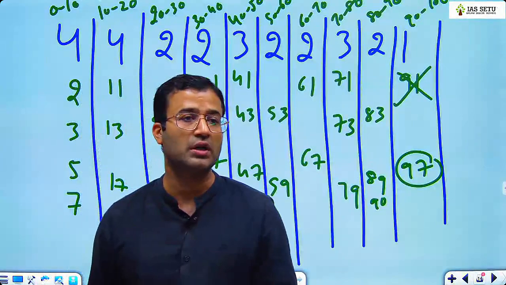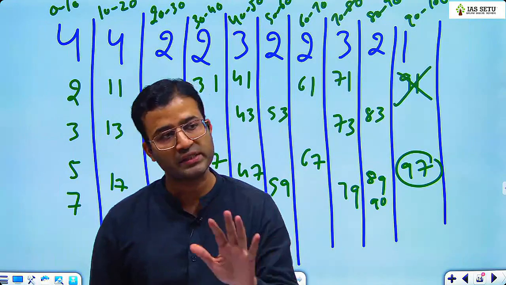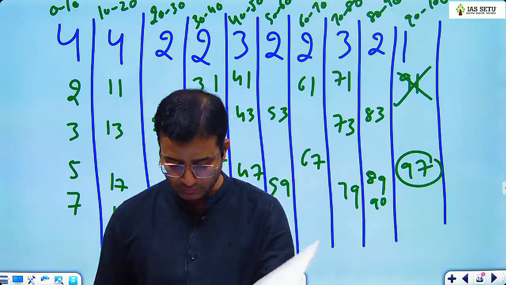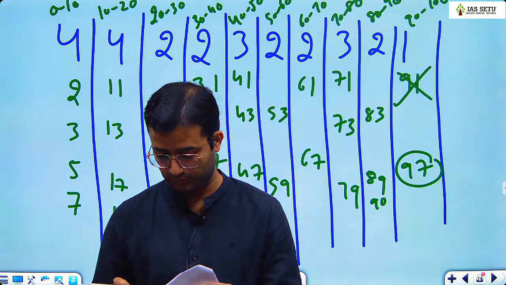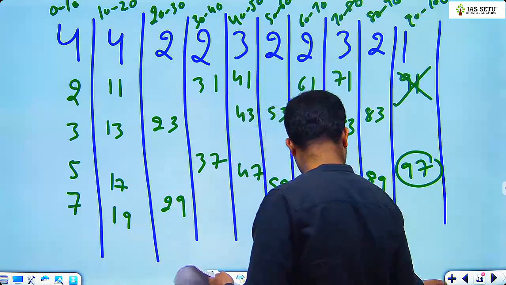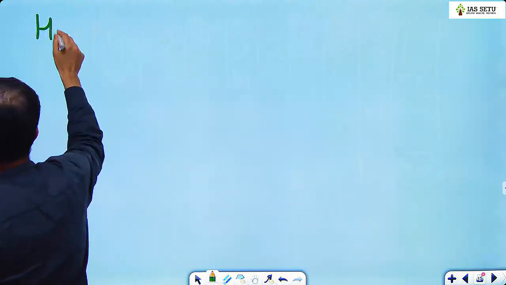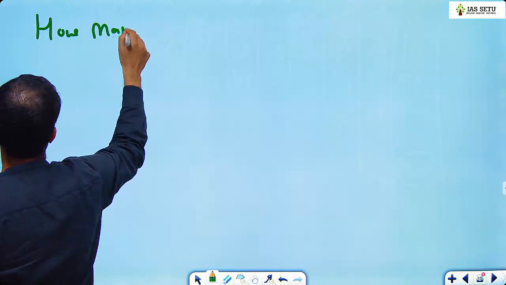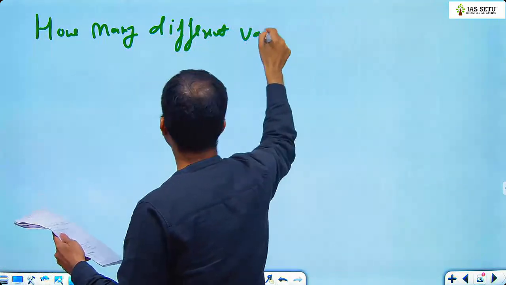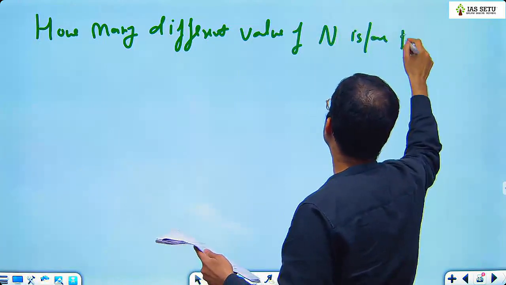Now here, although it is my very first class, let me tell you how we frame a question, how we convert a simple concept into a statement-based question. It is basic, I will ask only basic questions based on statements. So you write, I ask you a question. My question is, how many different values of n are possible?